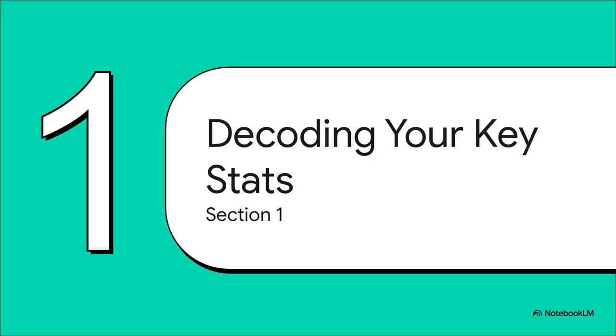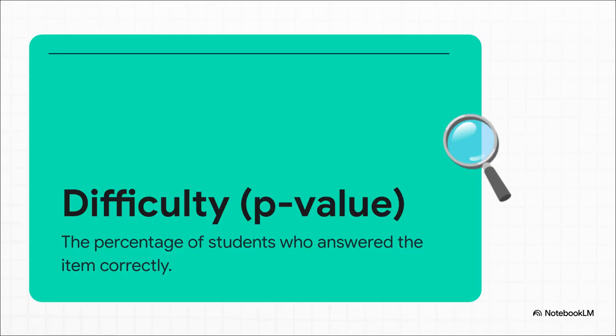First things first, let's look at the 3 vital signs for your correct answer, what the report calls the key. These are really the core metrics that tell us if a question is fundamentally healthy or if it needs some attention. Okay, our first stat is the p-value, which is just the proportion of students who got the question right.